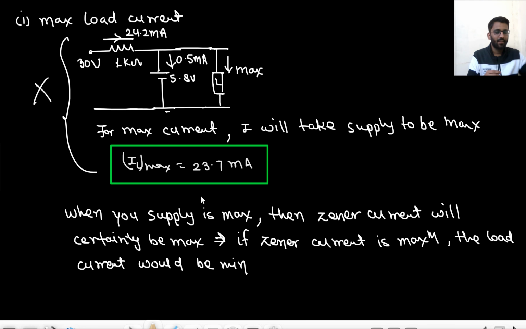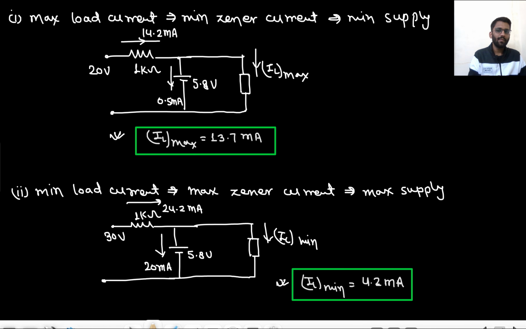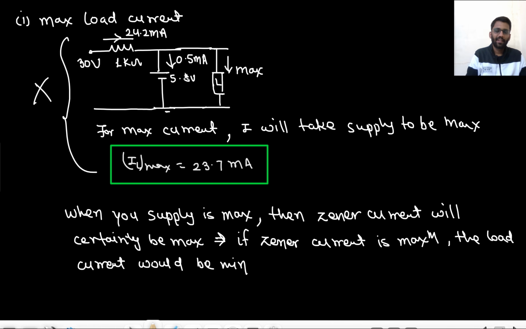The catch is that if you are having maximum load current, you can't apply maximum voltage. You have to apply minimum voltage. If they are applying minimum voltage, then only you will have the maximum current. If you are applying the maximum voltage, the Zener will also drive maximum current. So in this case, if 30 is there, the Zener will drive 20 milliampere current. So the load current would be 4.2 milliampere, not 23.7 milliampere. That's why this answer is wrong.